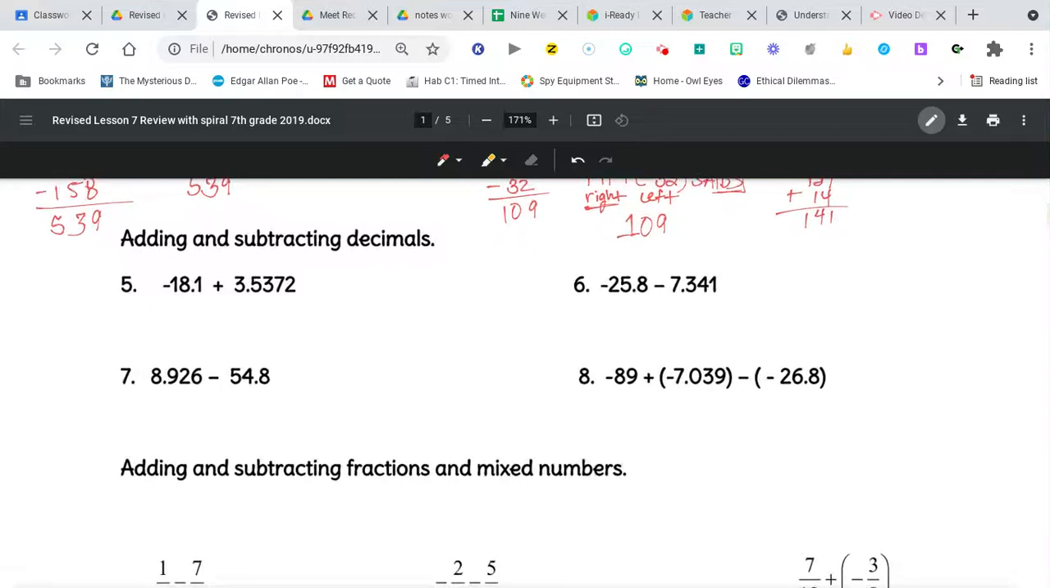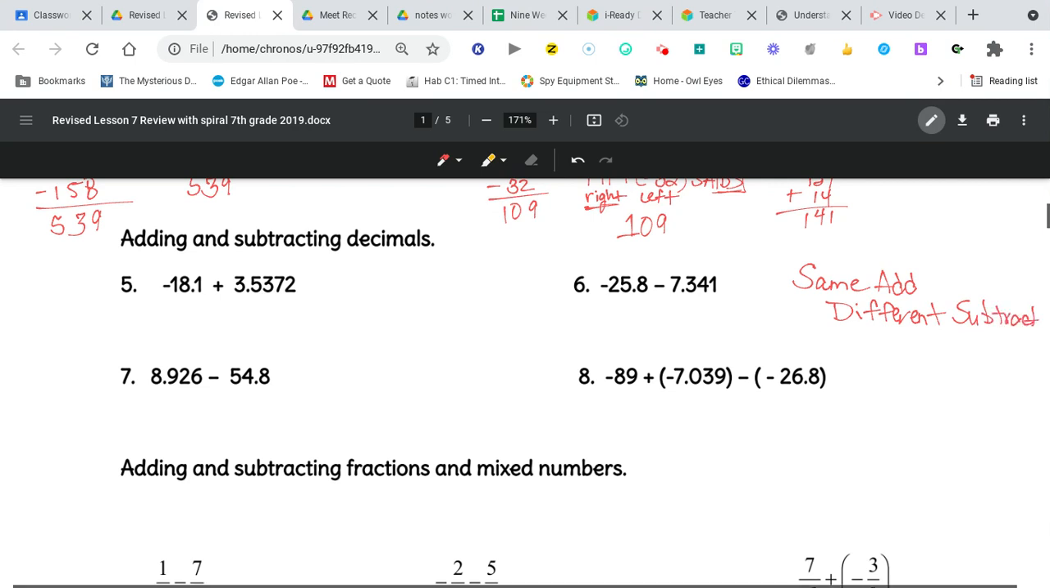All right, the next section we're going to go over is adding and subtracting decimals. It's numbers 5 through 8. And I will also apply SADS. SADS, again, is same direction you're supposed to add and different directions you're supposed to subtract. Same, add, different, subtract, SADS.